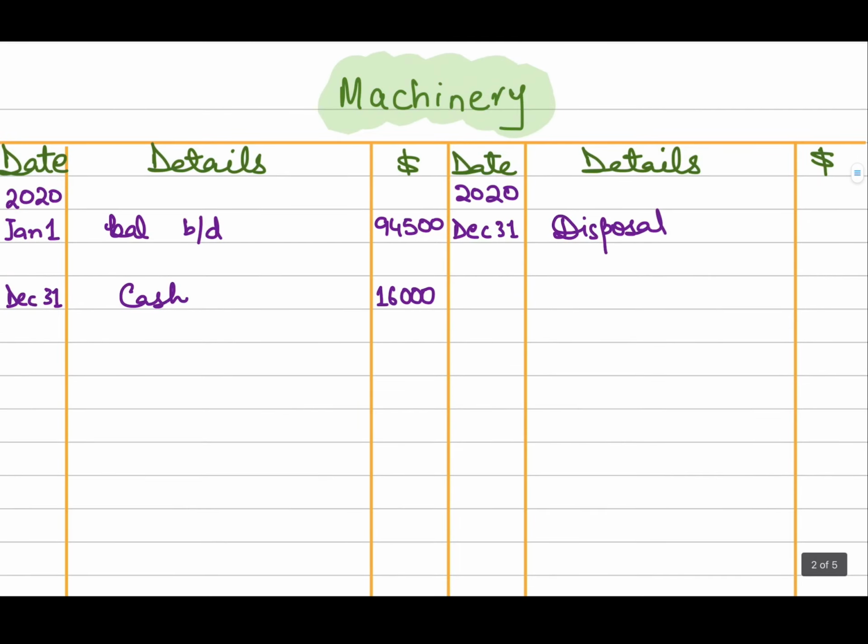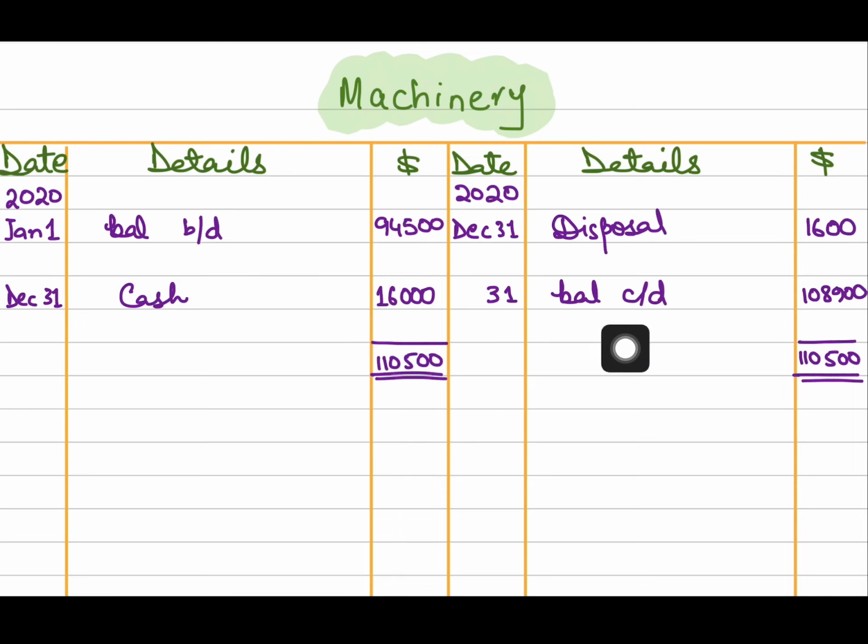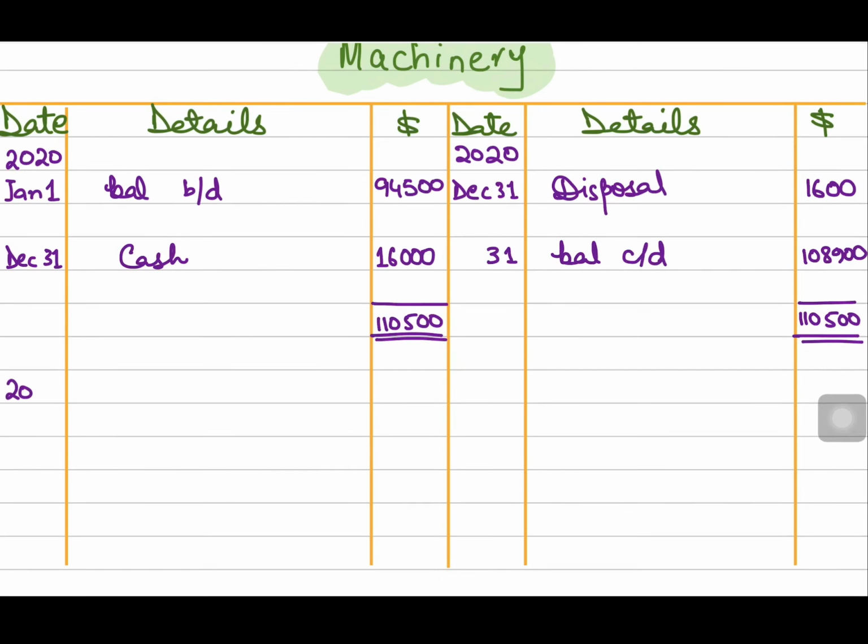So we know the double entries. The disposal account will be debited with the cost and the non-current asset cost account will be credited with the value. So that's it, no more additions or subtractions. We can now easily calculate the balance carried down figure, and that would be 94,500 plus 16,000 less $1,600. So balance CD would be 108,900 and the totals will be 110,500. We just now have to show the balance brought down for the next year, January 1st 2021.